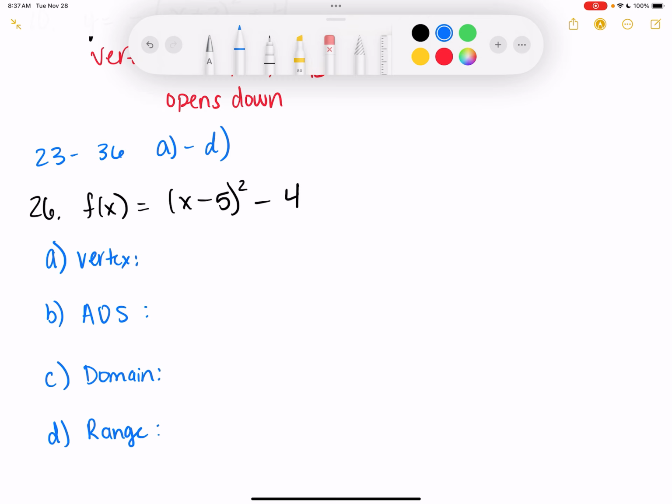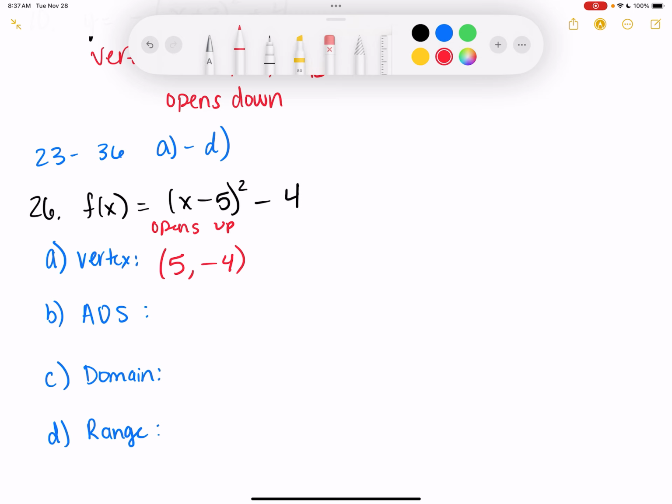Not something that's asked, but which way does this open? Okay, this one's going to open up. I like to point that out at the beginning so that when I go to do my graph, I can make sure I'm doing it correctly. I know what it's supposed to look like. Where would my vertex be for this one? 5, -4. Yep, 5, -4. So opposite sign in here, same sign out here.